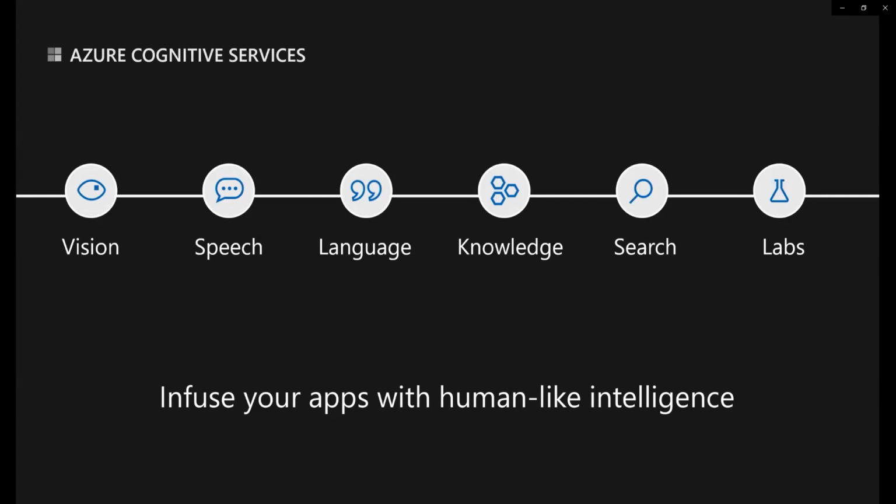We also have search. You can access billions of web pages, images, videos, and news with the power of Bing APIs. And then finally, we have labs. Labs is an early look at emerging cognitive services technologies. You can discover, try, and give feedback on new technologies before general availability.